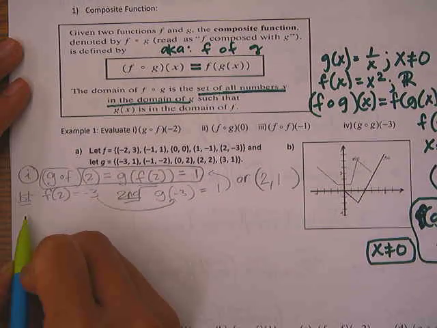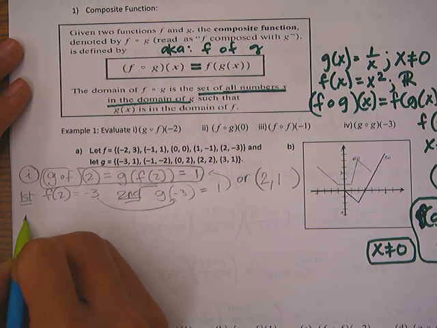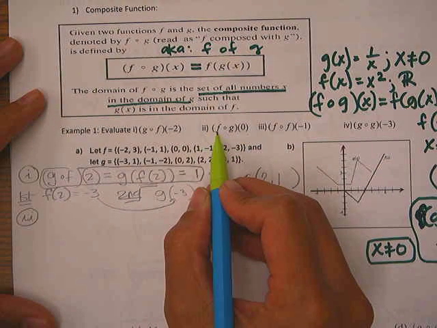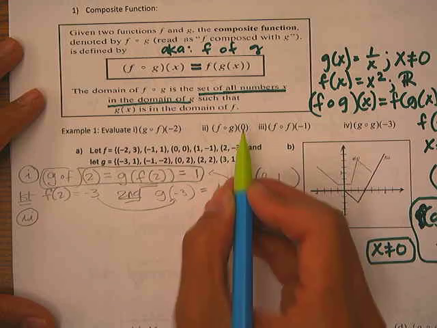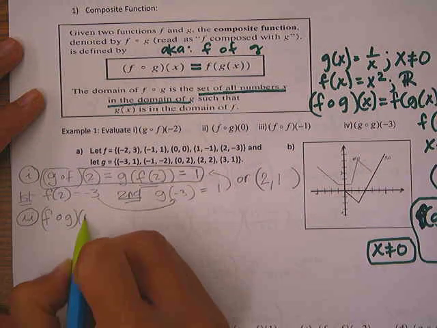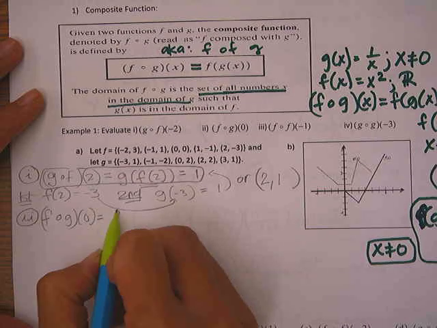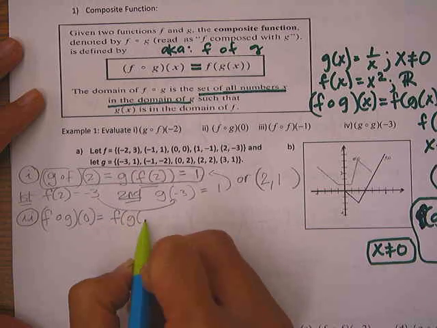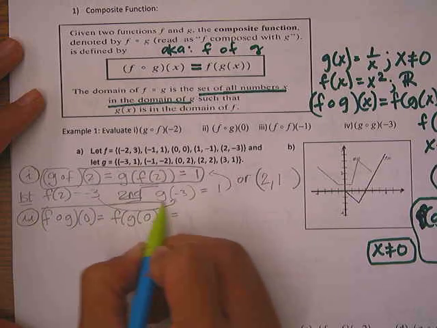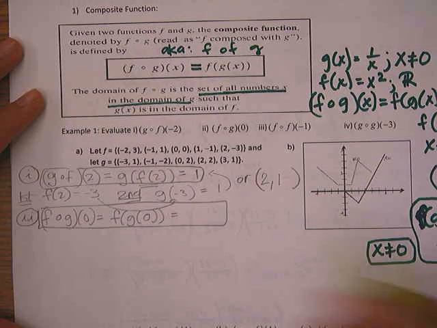Now I'm asking you to do f composed with g of 0. F composed with g of 0 is the same as saying f of g of 0. Let's box this up and see what our final answer is going to be.